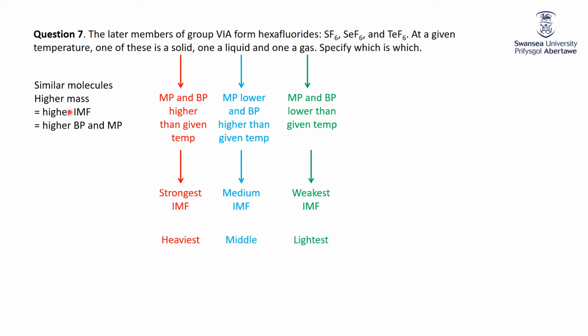Now, of course, this only works if you don't change your intermolecular force type halfway through the series, but these are all nice little octahedral species. Okay, so the heaviest one is, of course, TeF6, so that makes that solid. And therefore, the middle one is SeF6, which makes it the liquid. And finally, the lightest one, SF6, so that is the gas at this given temperature.